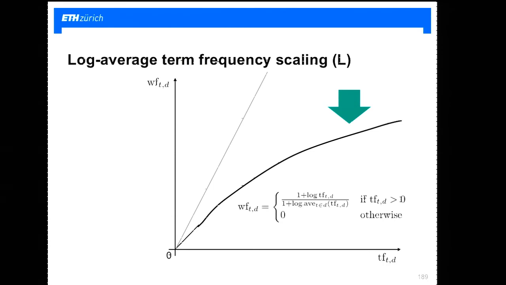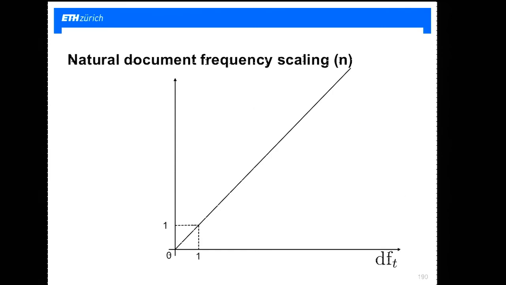Okay? You can do that for the query and for the document. So you have actually two choices. You can take a TF scheme for the query and a TF scheme for the document. Okay. So that's what's for the term frequency.